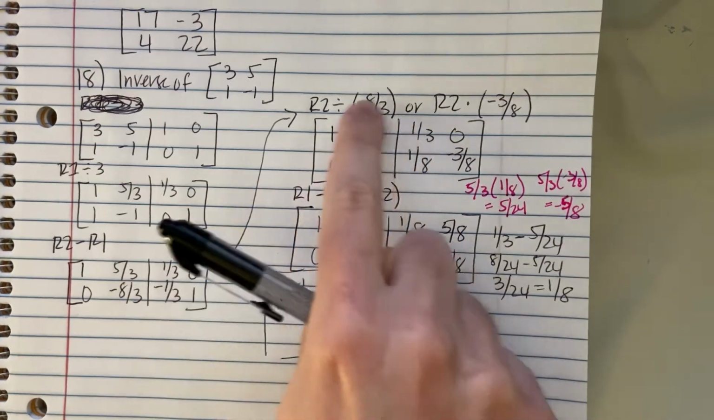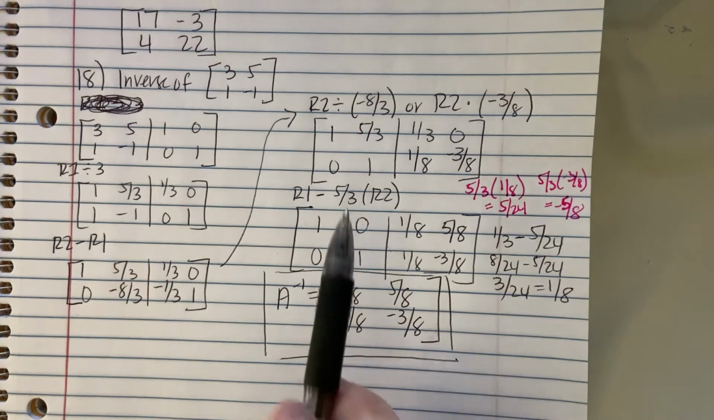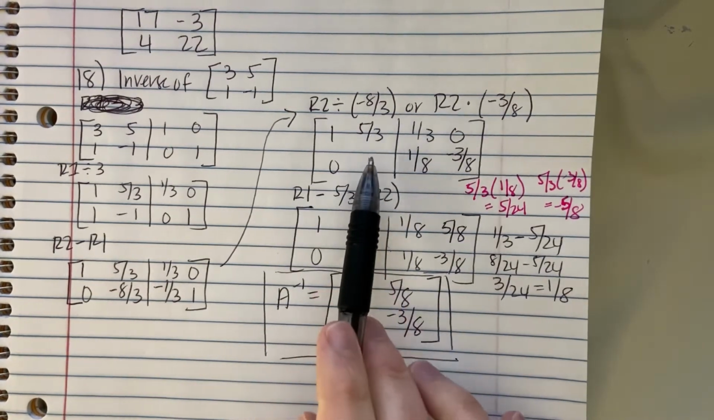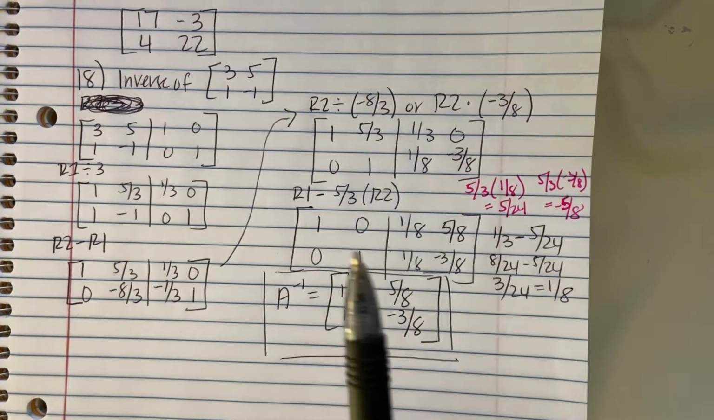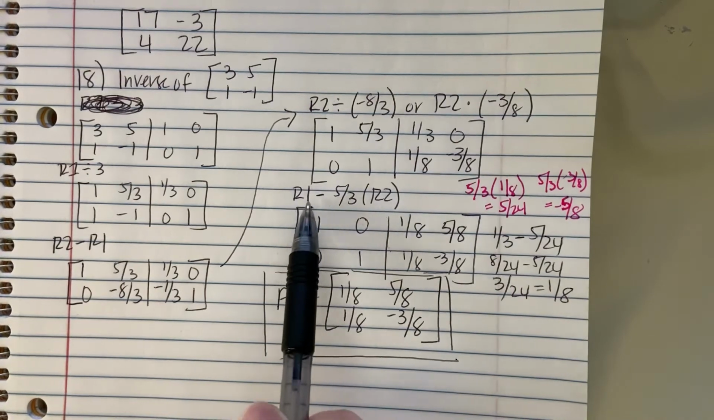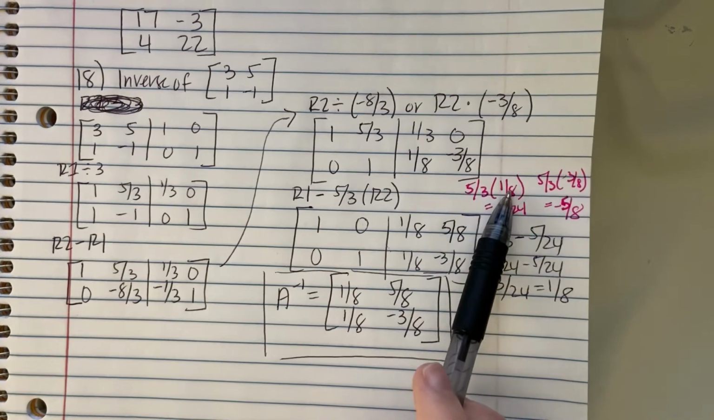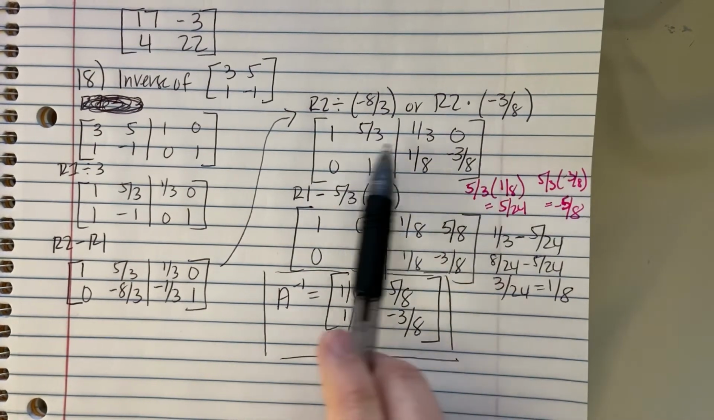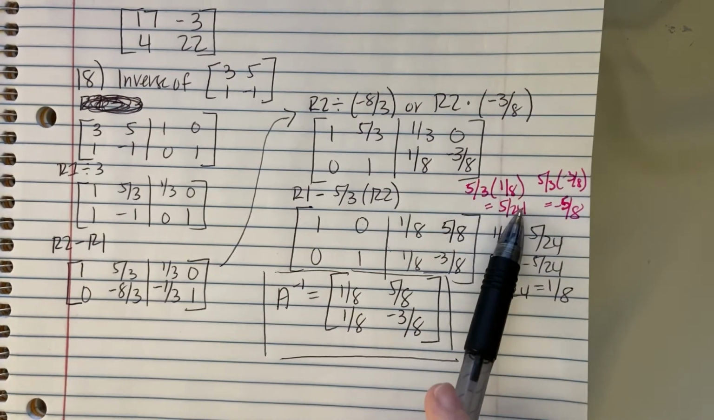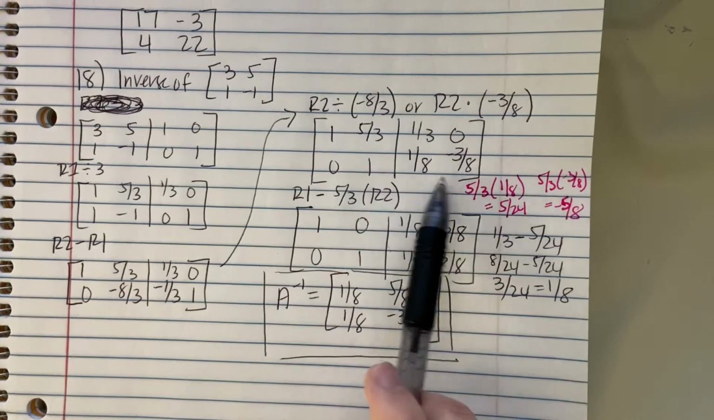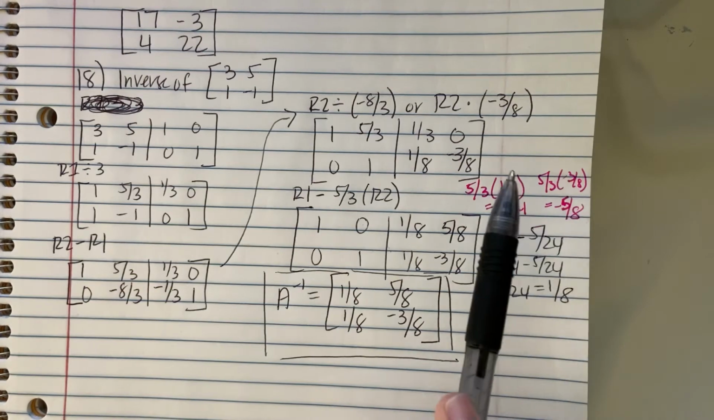This column is done. The only thing left floating around is that 5/3. That also needs to become 0. So in order to get 5/3 into 0, I have to subtract 5/3 times row 2, because that's the only thing that has a 1 in it for me to work with. So row 1 minus 5/3 of row 2. Over here I did some math. Remember, 5/3 times 1/8, because I'm going to have to multiply this whole row by 5/3. 5 times 1 is 5. 3 times 8, 24. 5/3 times negative 3/8. The 3's will cancel, so it'll just become negative 5/8.